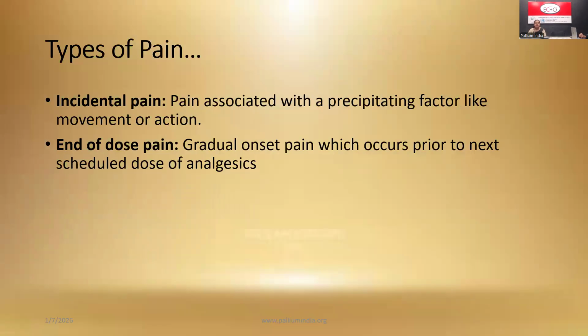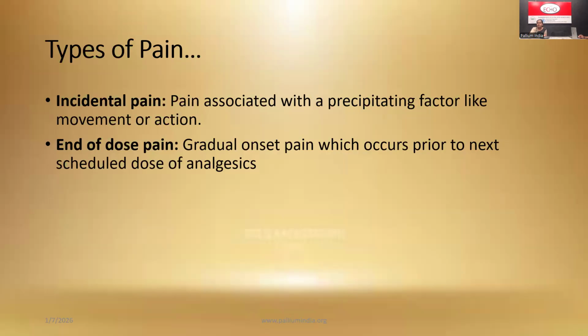incidental pain. Only when there is a particular incident, like for example cough, or during certain movements, or during positioning, or some certain activities. Only during that incident, the patient will have pain. End of dose pain. What is that? Gradual onset of pain which occurs prior to the next scheduled dose of analgesics. So before the next dose, if the patient is experiencing pain, that is end of dose pain.